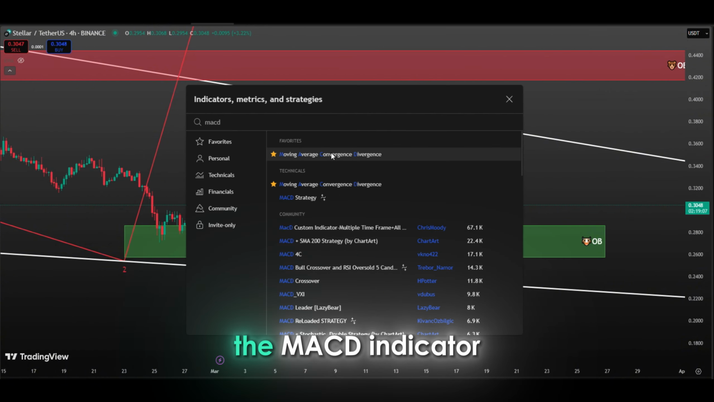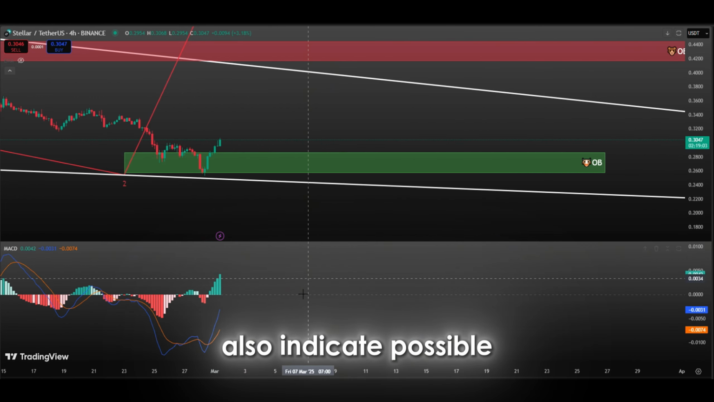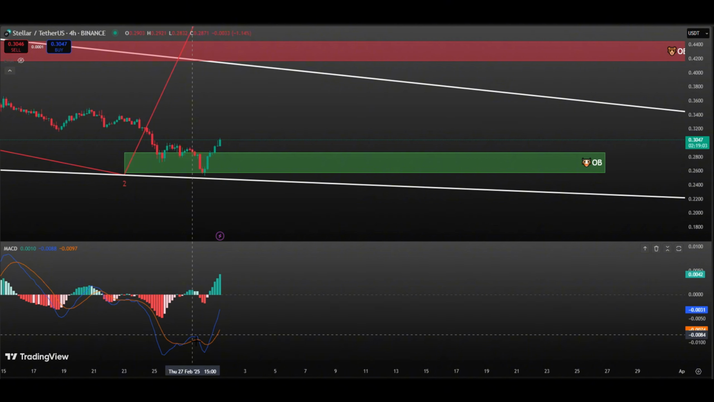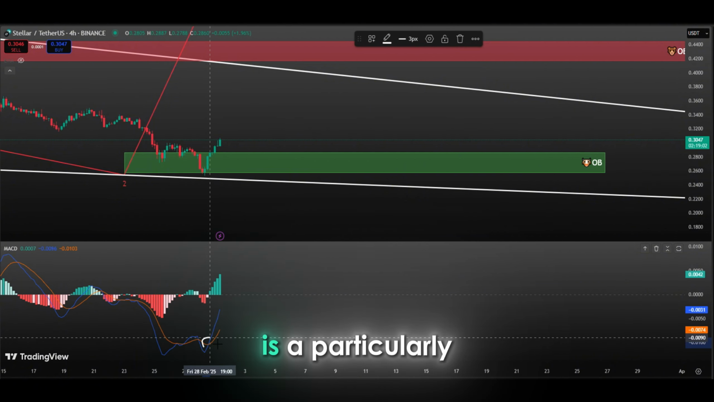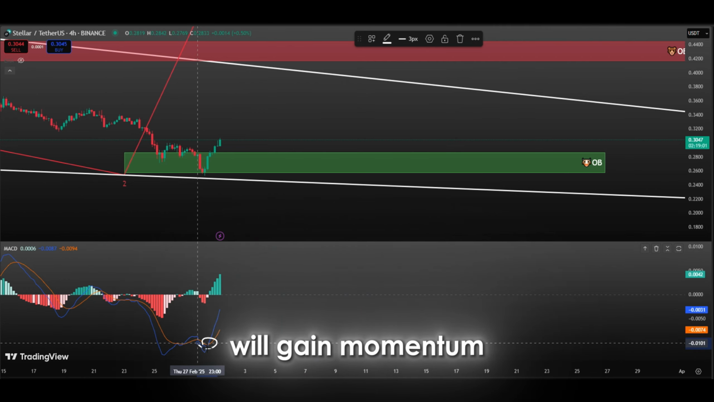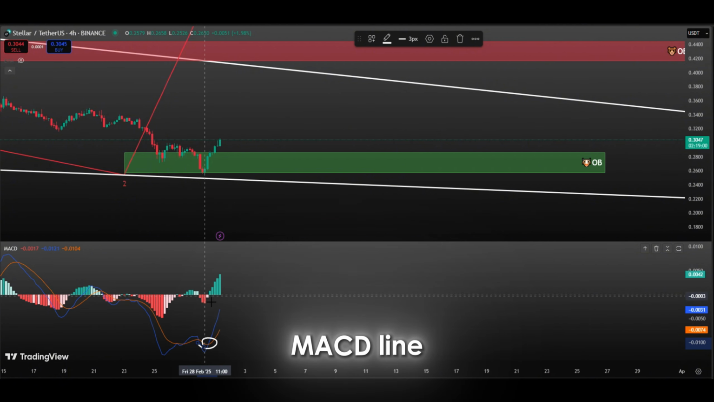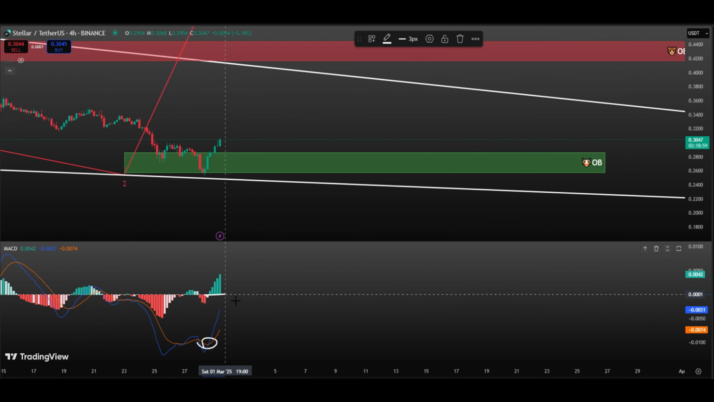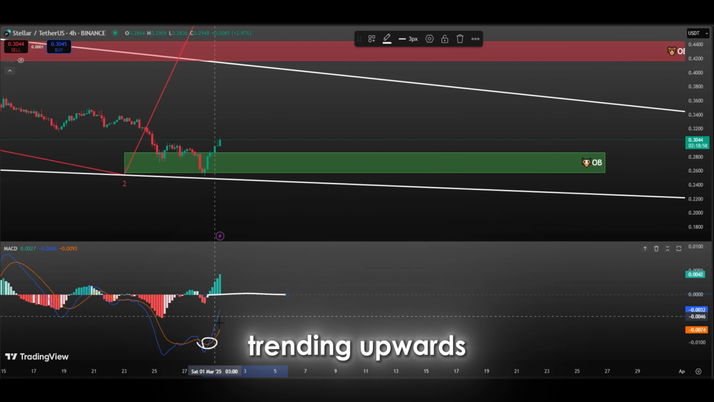The MACD indicator is often used to determine the strength and direction of the trend, but it can also indicate possible turning points of the market. A crossover of the MACD from the lower side upwards is a particularly important signal, often signaling the beginning of an uptrend or that it will gain momentum. This crossover is a move indicated by the interaction between the MACD line and the signal line, indicating that the momentum in the market favors buyers and that prices are trending upwards.